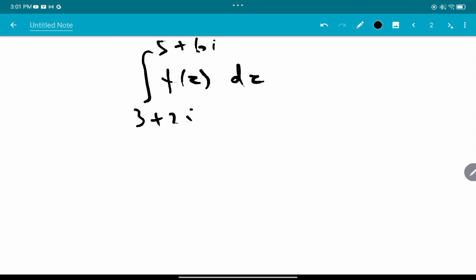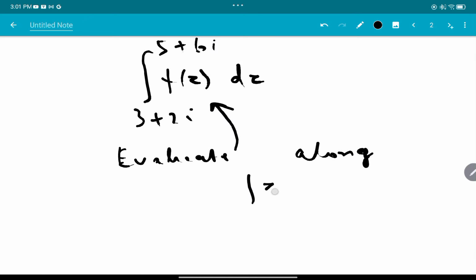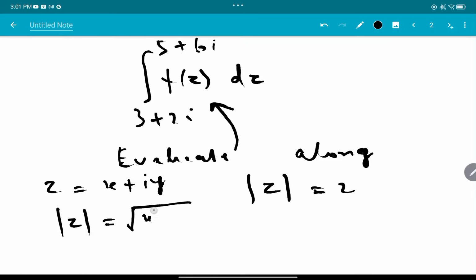So when you find questions on complex integration, you find some questions like this: evaluate this along, say, mod z equal to 2. What does mod z equal to 2 mean? You know that z is equal to x plus iy, so mod z is simply equal to root x square plus y square. If we take z square is equal to 4.